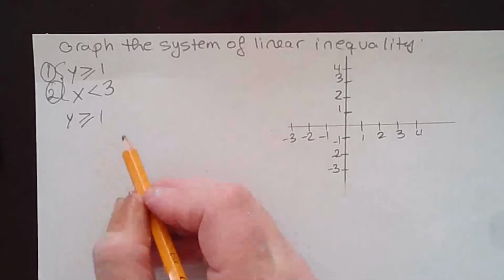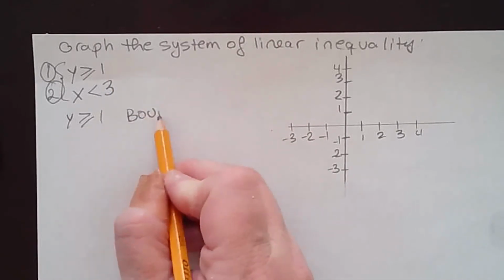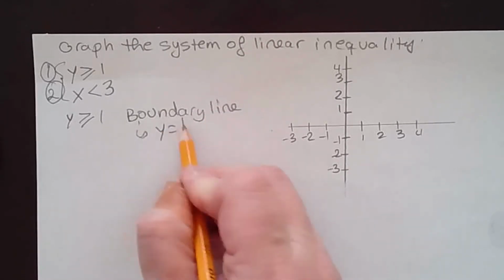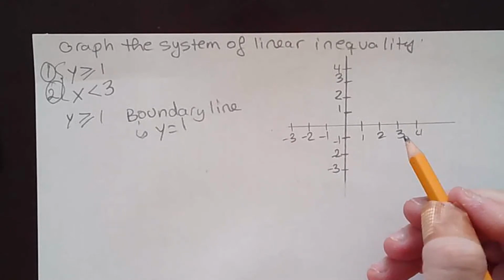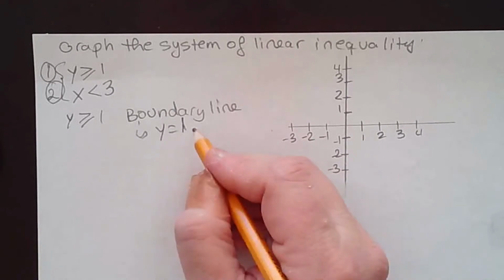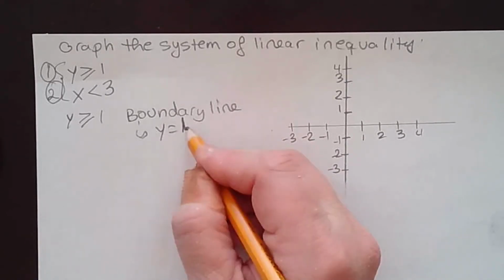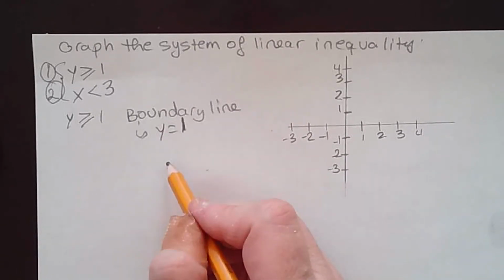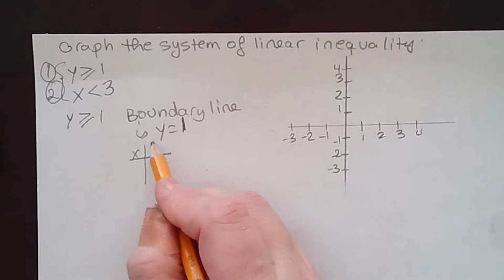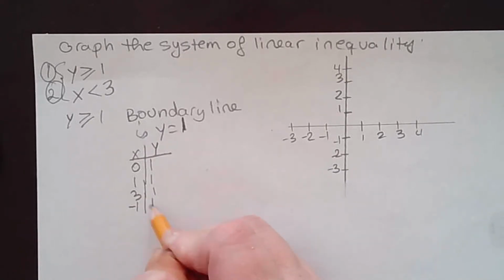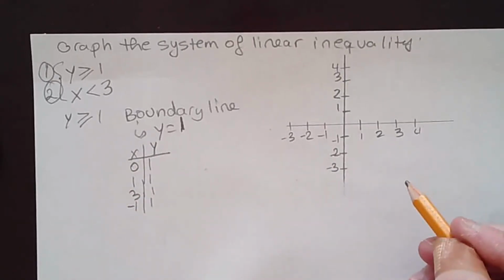The boundary line here, if you recall from class, you have a boundary line. The boundary line is y equal to 1. And you know this is a horizontal line, right? So you may choose to plot points, although you don't need to. Y is equal to 1 for any value of x. So when x is 0, y is 1. When x is 1, y is 1. When x is 3, y is 1. When x is negative 1, y is 1. For any value of x, you have y equal to 1.